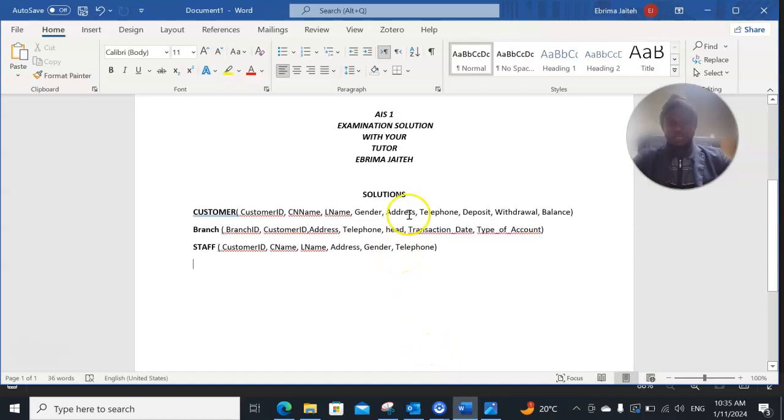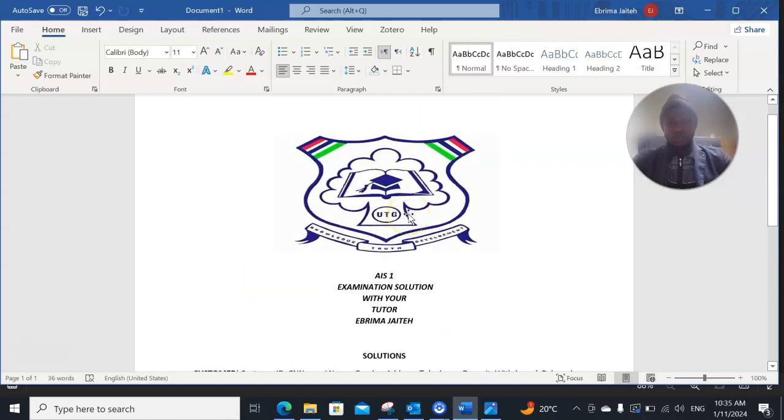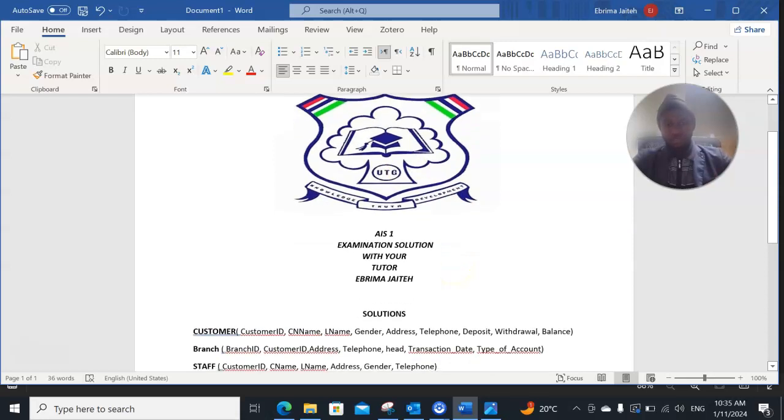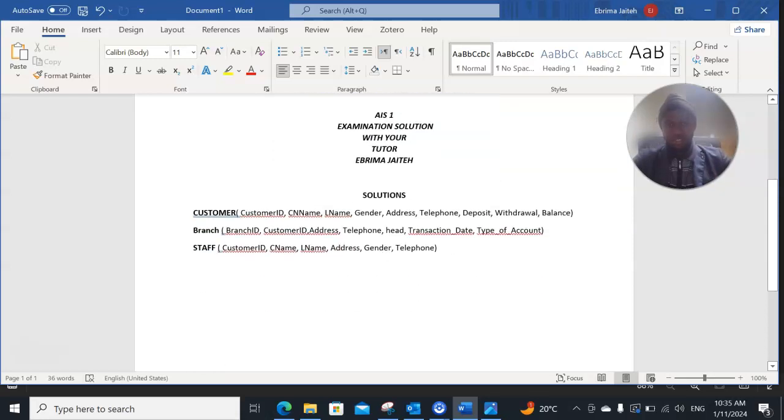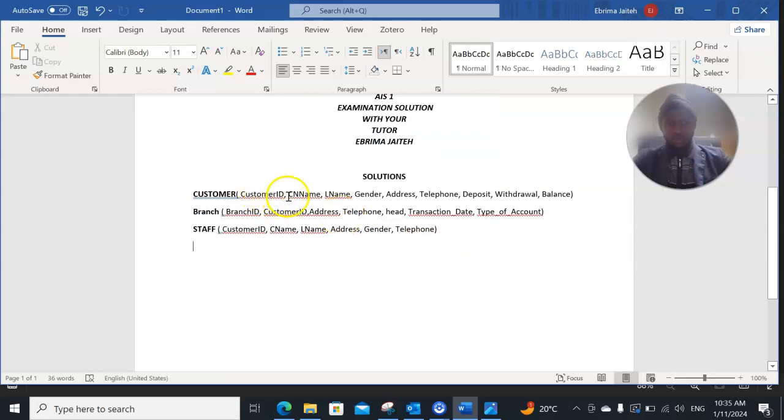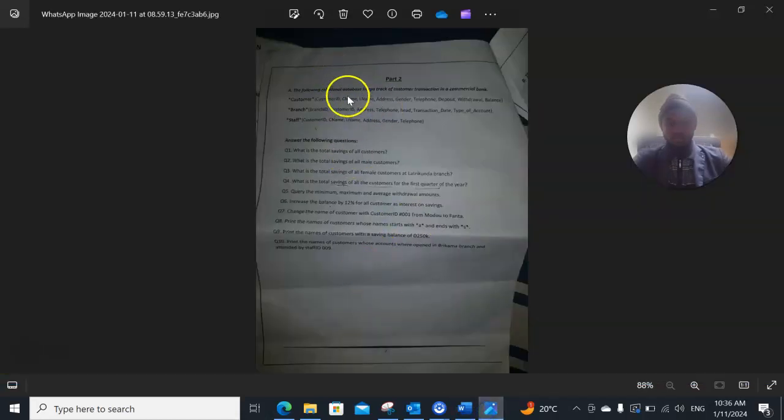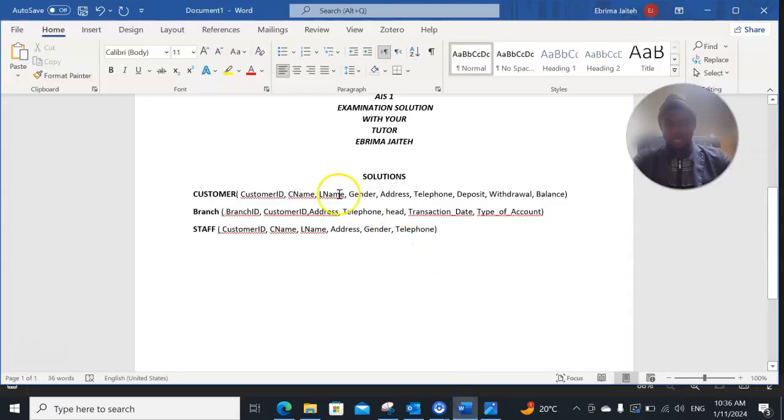Okay, this is my Word document. This is the AIS one, as I just mentioned earlier, the examination solution with your tutor, Ibrahim Ajite. What I'm going to do here, I've already written some of these tables. You can see these tables here. I have written them in my Word document, but I will make a little adjustment on the staff table.